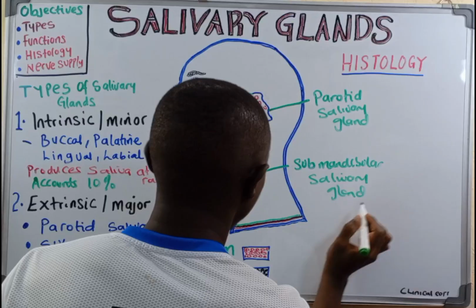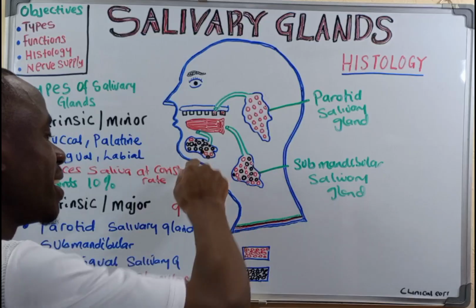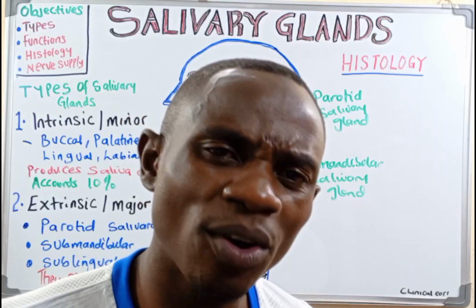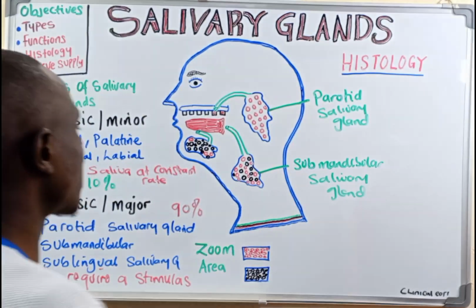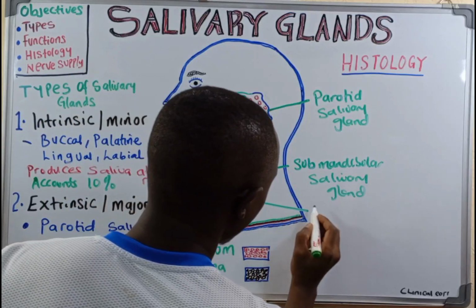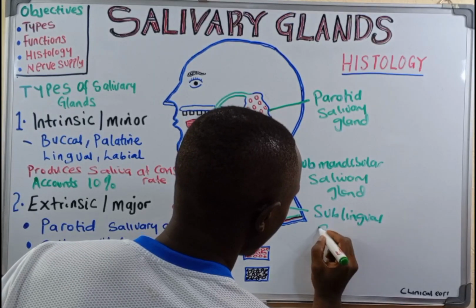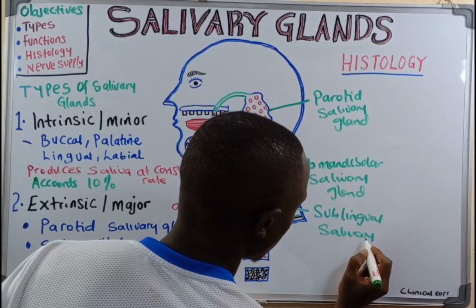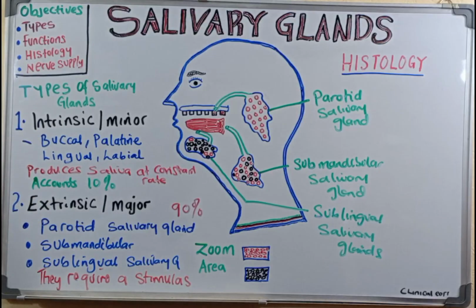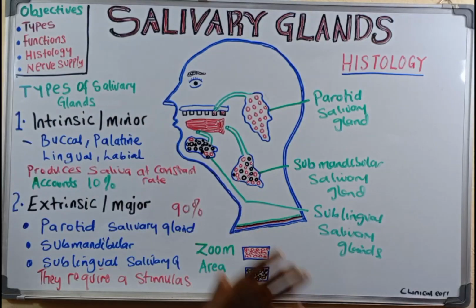And then we also have these salivary glands, which reside just under the tongue. How do we call this one? They are simply called the sublingual salivary glands. Those are the three extrinsic salivary glands that secrete saliva into the oral cavity.